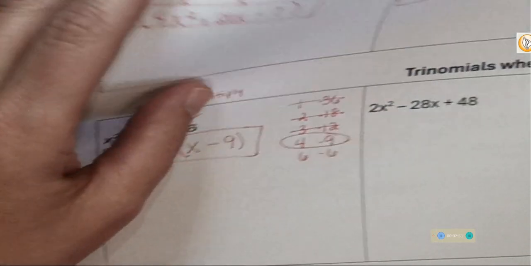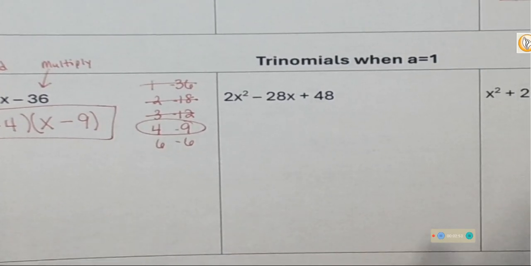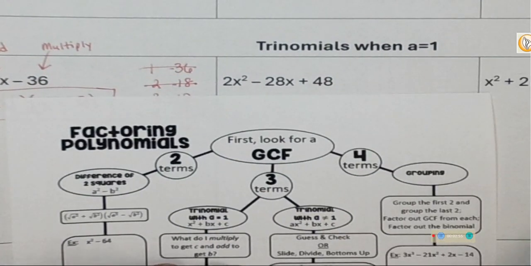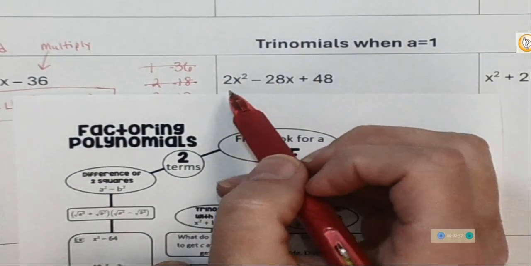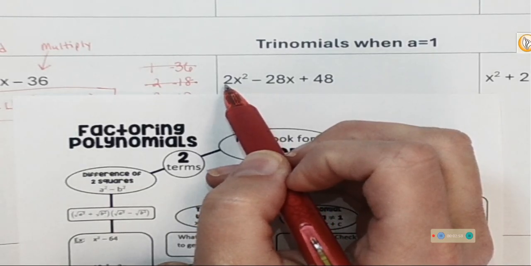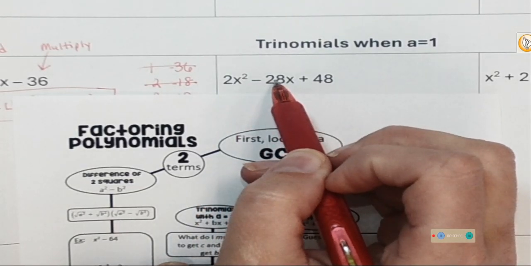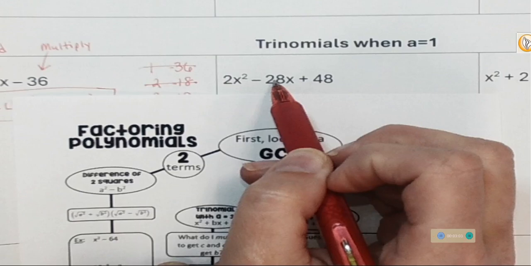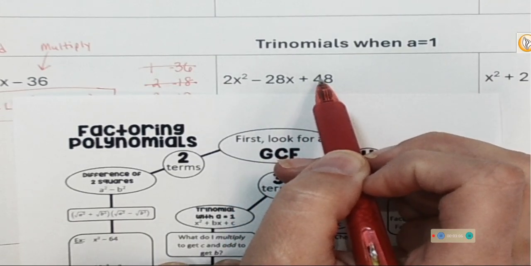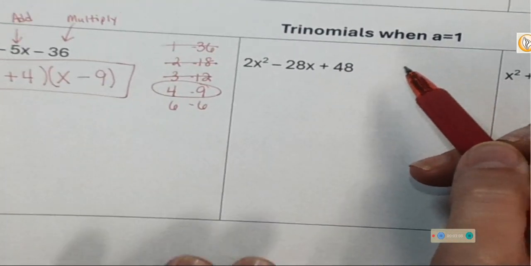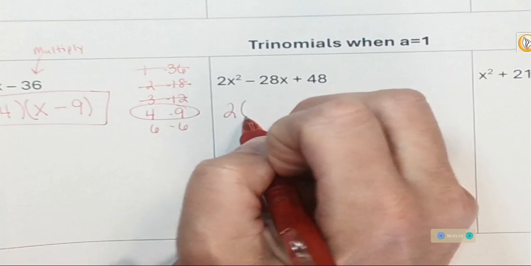So I'm going to move on to my second example. In this example, I always start by asking, do I have a greatest common factor? Well, the only thing that will divide 2 is 2. Does 28 divide by 2? Yes, it gives me 14. Does 48 divide by 2? Yes, it gives me 24. So I'm going to divide out my 2.